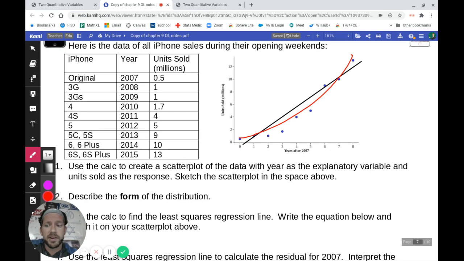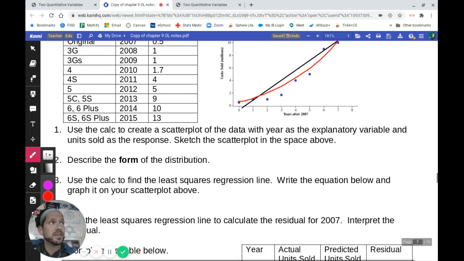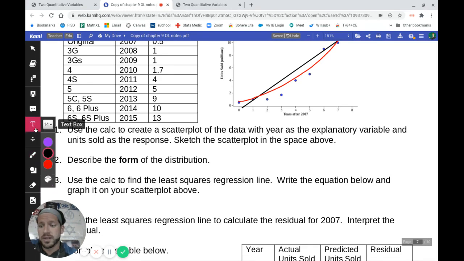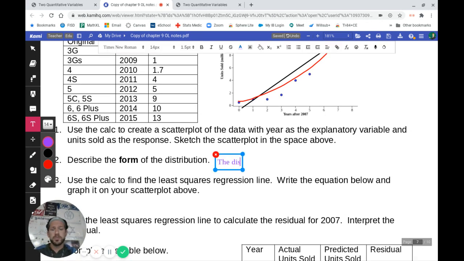But really what we're trying to figure out is it linear? And it does not look linear. So we're going to write down there that this does not look linear. So the distribution does not, looks non-linear, we can say.